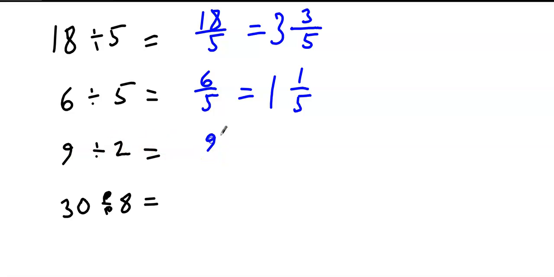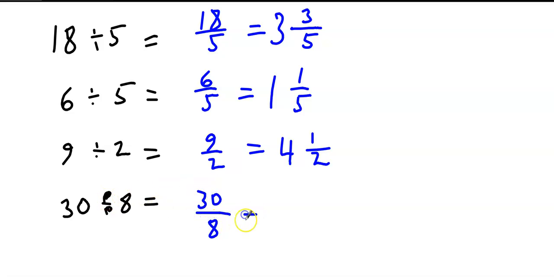9 divided by 2 is 9 over 2. 2 can go into 9 4 times. 4 times 2 is 8, so we are 1 away from 9. Your denominator was 2, it stays the same. 30 divided by 8 is 30 over 8. 8 can go into 30 3 times. 3 times 8 is 24, so we are 6 away from 30. Your denominator was 8, it stays the same.